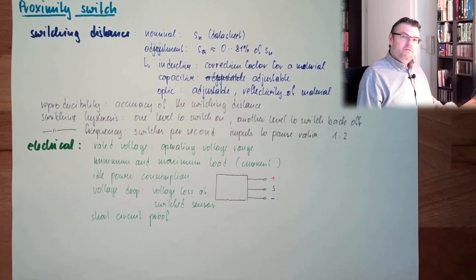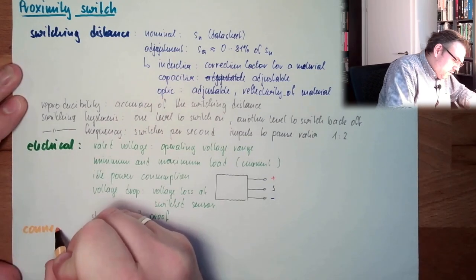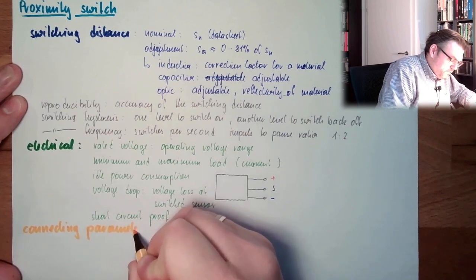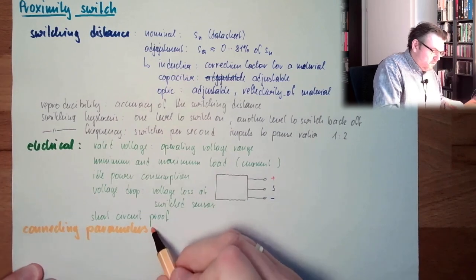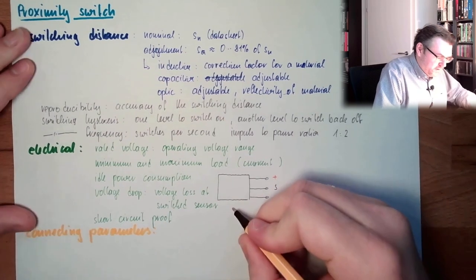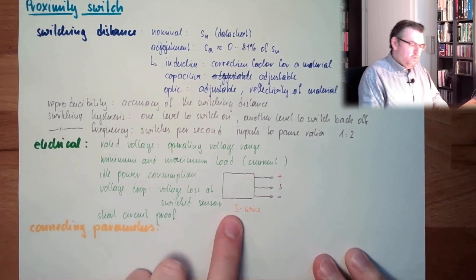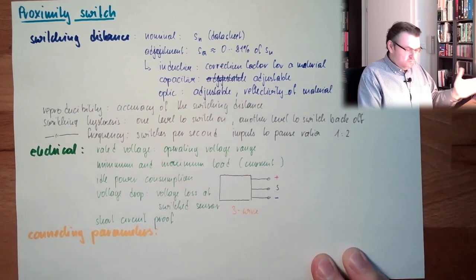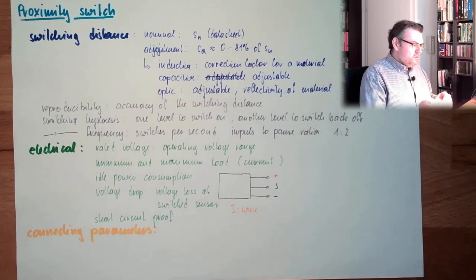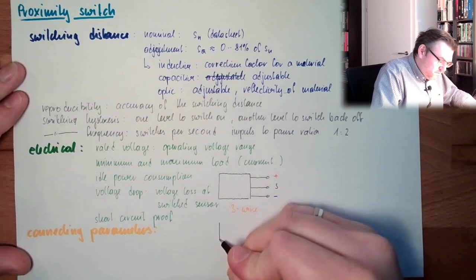Okay, and then we have the output configuration or the connection, let's say connecting parameters. This here is a three-wire connection. We have three wires: plus, minus, and signal. That's a typical three-wire DC sensor. Then there are also four-wire sensors, looking like that.